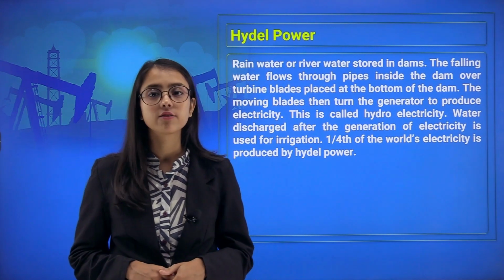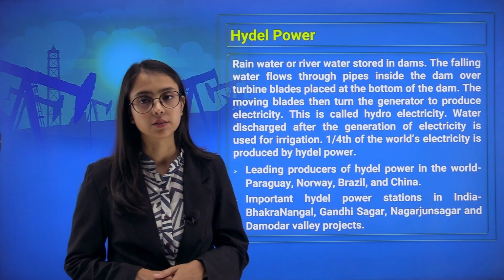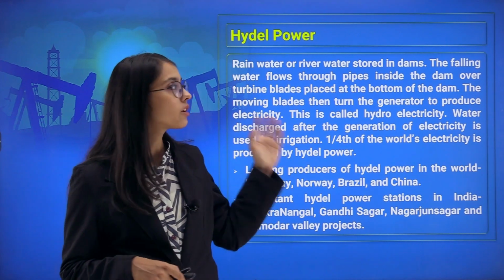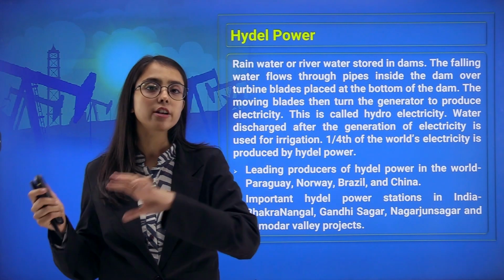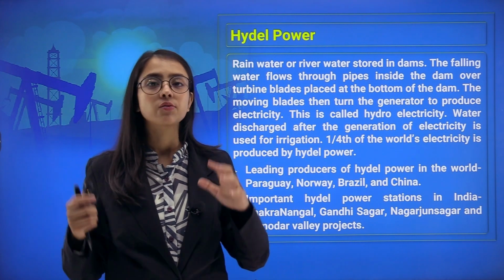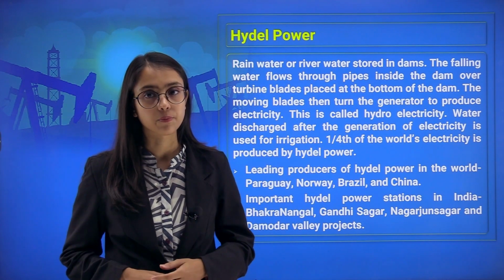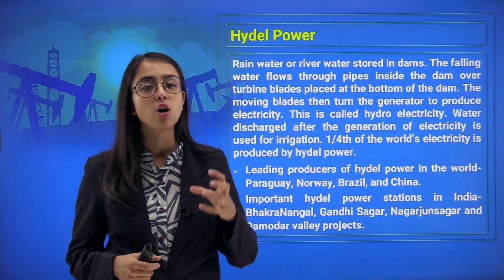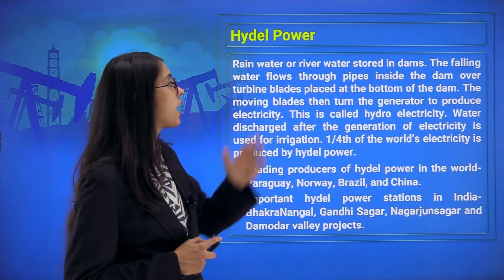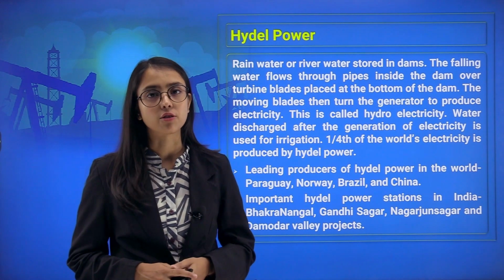One such non-conventional resource of energy is hydel power. When rainwater or river water stored in dams and reservoirs is released, it moves with a lot of pressure. That energy and pressure is thus used to generate electricity. When power or electricity is generated through the force of water, it is known as hydel power. Now, there is a whole process to it.